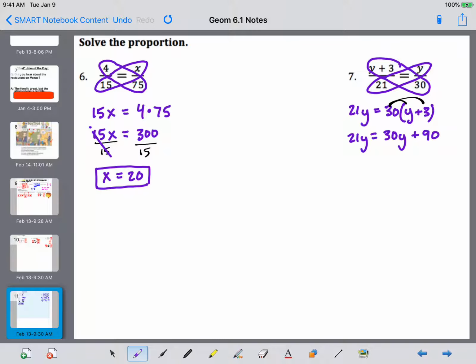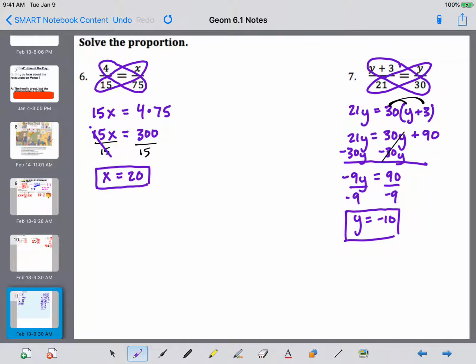All right, now let's go ahead and get that 30y to the other side. So we'll subtract that over. The 30y's cancel, and 21y minus 30y gives us negative 9y equals 90. Go ahead and divide by negative 9, and we will get y by itself. 90 divided by negative 9 is negative 10. Okay, so that was a little bit trickier, but we can solve with variables on both sides.